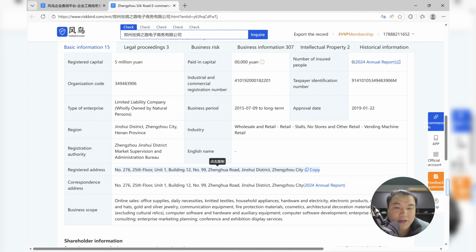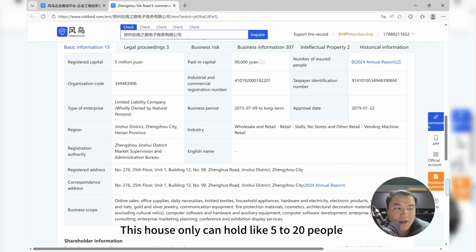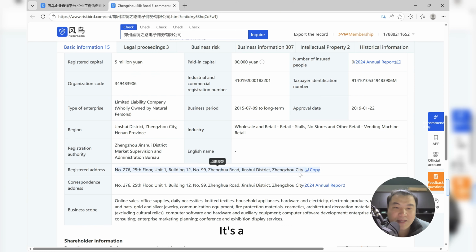it's a small company. Why? Because the Chinese residential house size is around 90 square meters to 150 square meters. So it's not a very big house. Which means this house can only hold like 5 to 20 people. So it's still a small company.